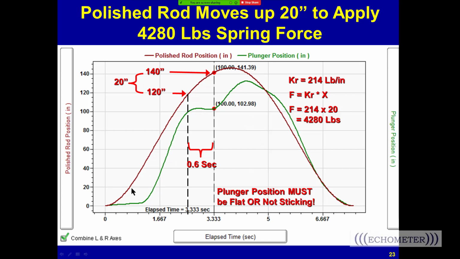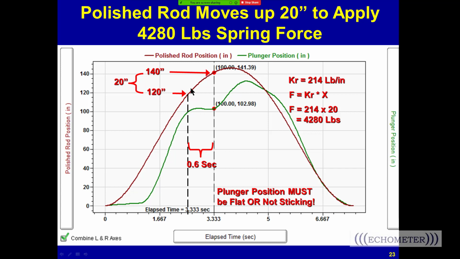Now, if you look at the plot of the position of the polish rod in red versus the position of the pump in green, if we plot the pump position, when the pump position becomes flat, that means it's not moving any. So here's inches. The pump's moving up from 0 to 100, and it stops for 0.6 of a second, while the polish rod moves up another 20 inches.